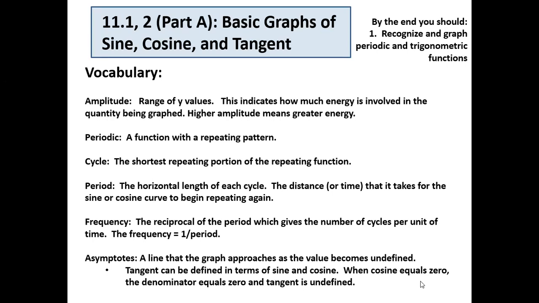Today we're going to start chapter 11, sections 11.1 and 11.2. We're going to do this in two sections. This is part A, basic graphs of sine, cosine, and tangent. We've been looking at sine, cosine, and tangent on the unit circle, and now we're going to look at it on the coordinate plane, where instead of the angle being around the unit circle, the angle is going to be along the x-axis, and the y-axis is going to be the value of the function.